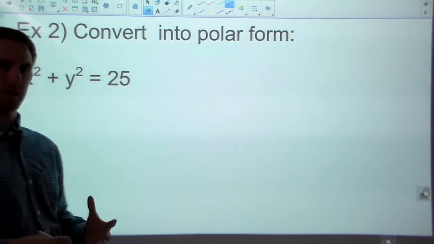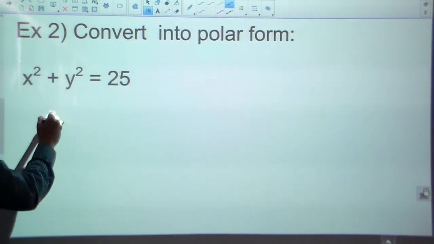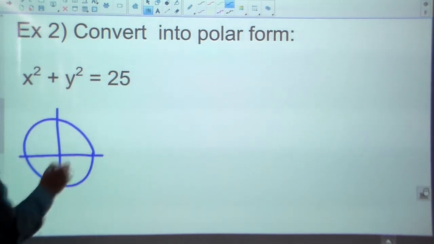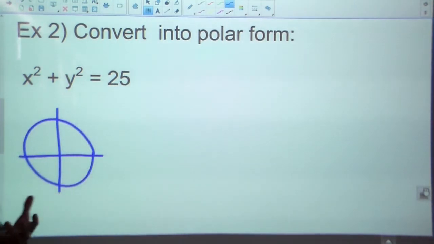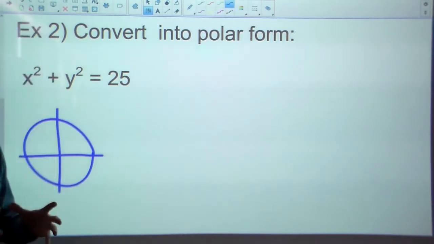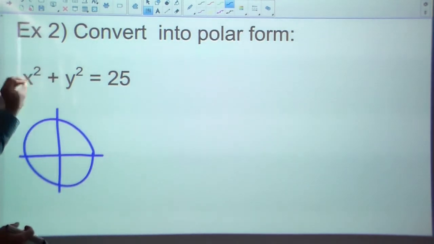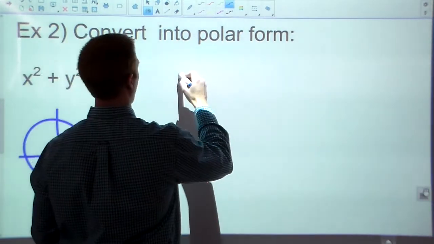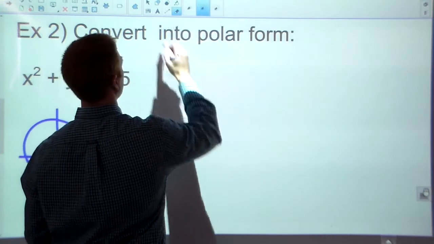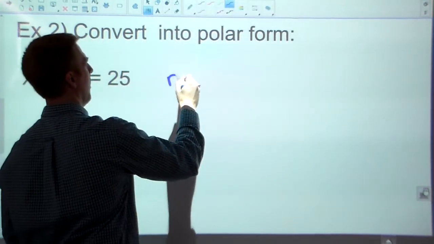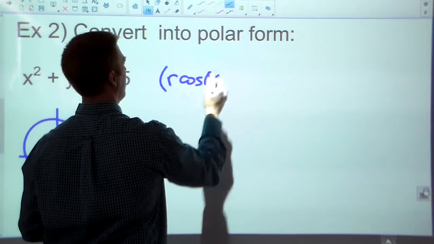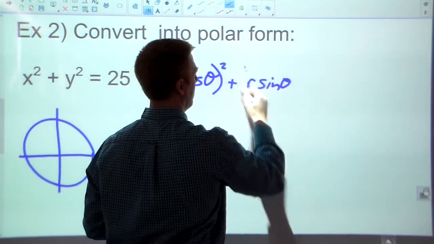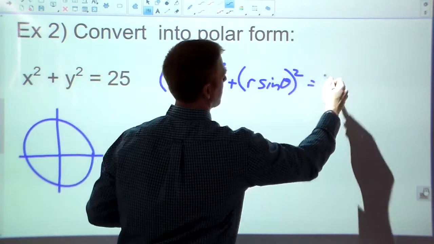The next example, I picked something else that we should be pretty familiar with at this point. That's x squared plus y squared equals 25. That's a circle with a radius of 5. That should be pretty easy to see if we did this right when we get done. So once again, you should be thinking about ways to turn x into something with r, ways to turn y into something with r. So x becomes r cosine theta, and that is squared. Y is going to become r sine theta, also squared, and it's just going to equal 25.